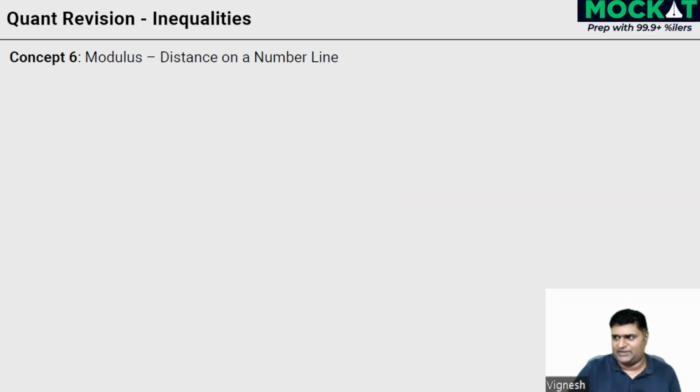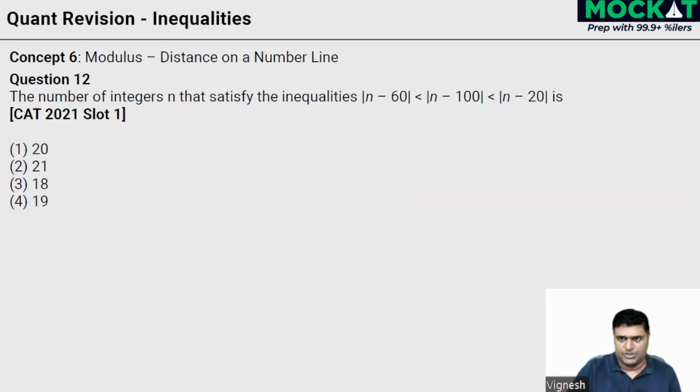Let's look at a few examples now, a few questions which have turned up in CAT, where we can use this to solve, right? First one, the number of integers n that satisfy the inequalities modulus of n minus 60 less than modulus of n minus 100 is less than modulus of n minus 20, right? Two inequalities over here. Take one at a time, right? Take one at a time. Let's take the first one. So modulus of n minus 60 is less than modulus of n minus 100, right?